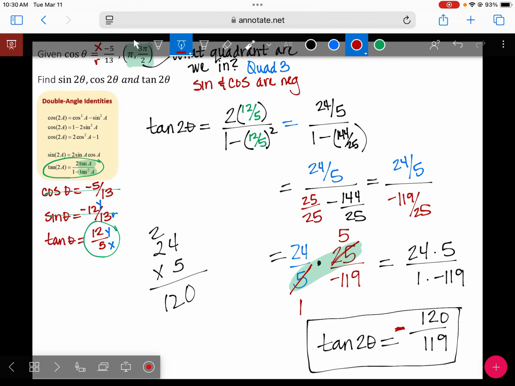So at this point, you can do numbers 3, 4, and 5 in homework 12. Tomorrow, we're going to talk about solving equations that involve a double angle, and then we will also start half angle identities.